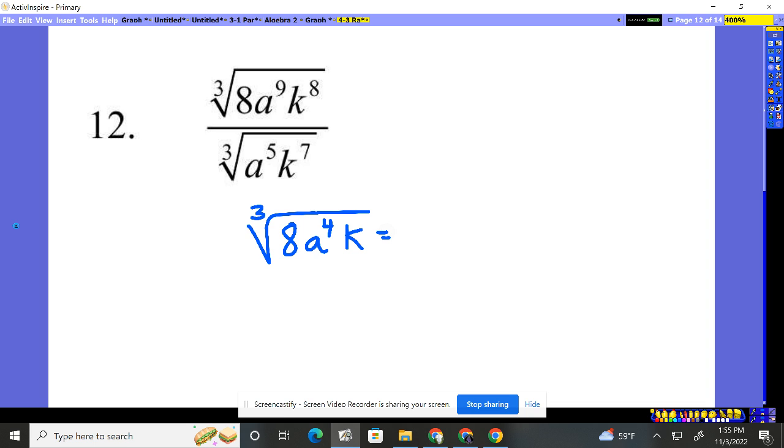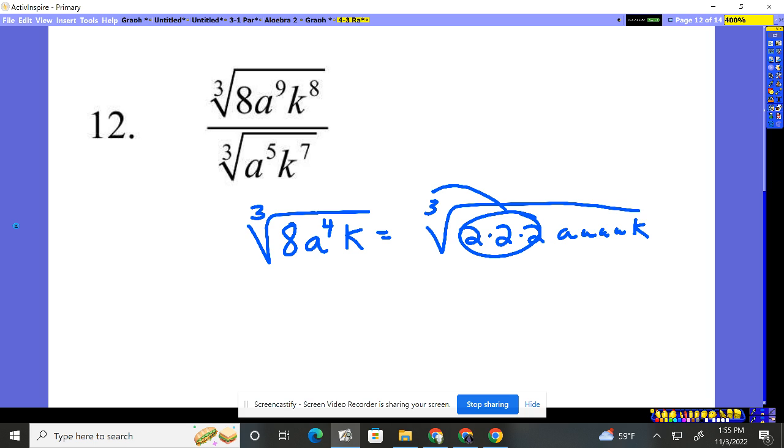So this guy, 8, as I just said, that's a 2 times 2 times 2. A, K. So a 2 is going to be coming out and an A. So we have 2A, 3rd root, who's left behind? We have a single A and a single K. There's our answer.